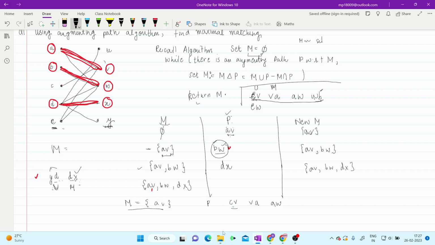Yes, ma'am. So now we see that they have a common edge. Instead of BW, if we have chosen this path, now they have a common edge AV. So now the new M will be the symmetric difference. What will be the symmetric difference of M and P? It will be CV and AW. Because the symmetric difference is M union P minus M intersection P. So if instead of BW we had chosen this path, we would have got this as a new M. So was this your question?